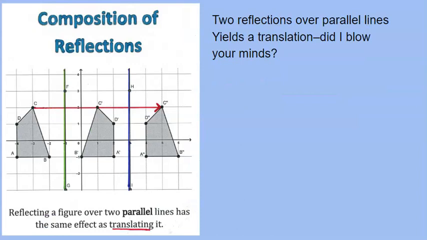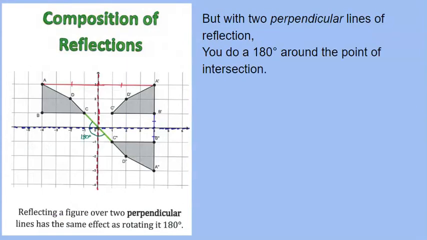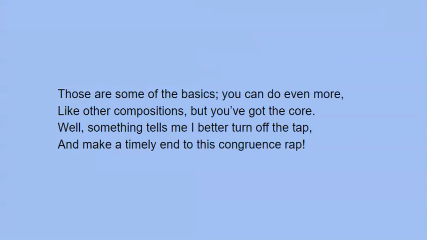Two reflections over parallel lines yields a translation. Did I blow your minds? But with two perpendicular lines of reflection, you do a 180 around the point of intersection. Those are some of the basics. You can do even more like other compositions, but you got the core.